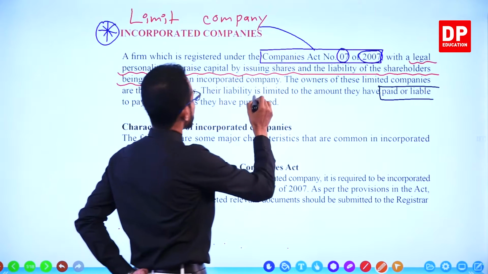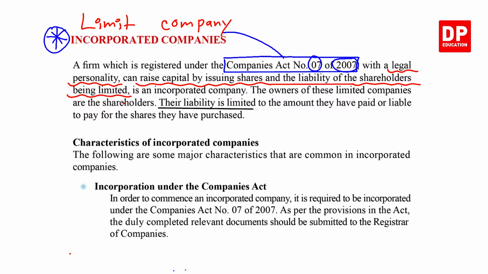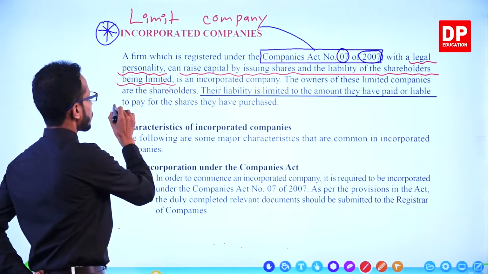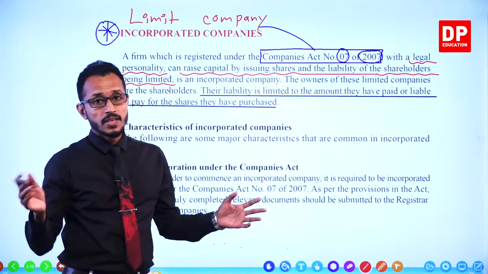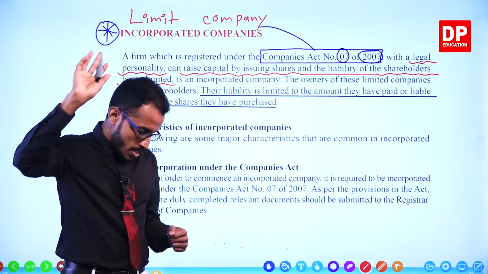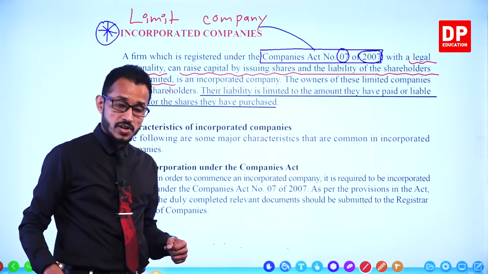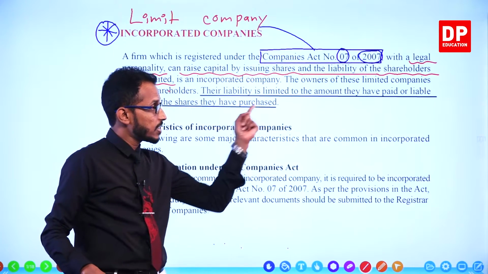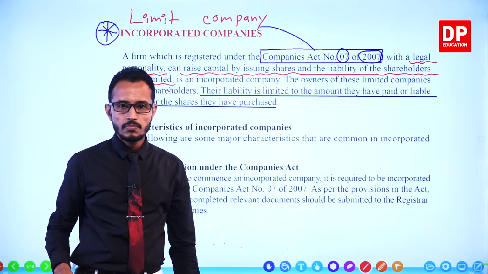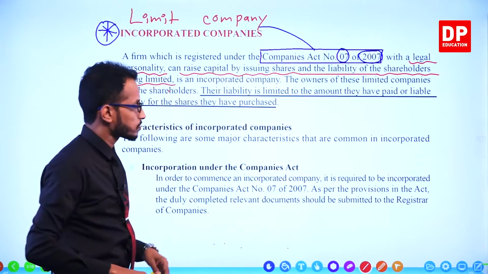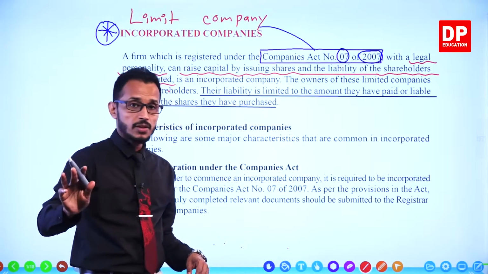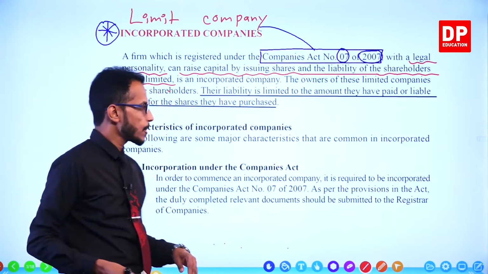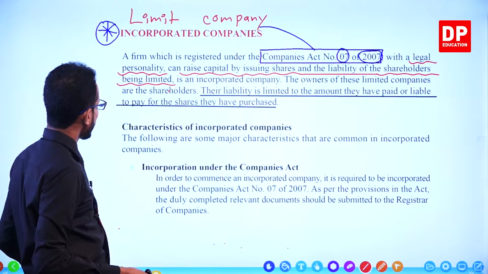Their liability is limited to the amount they have paid or have to pay for the shares they have purchased. That is called, children, limited liability. Remember, sole proprietorships do not have limited liability. Partnerships do not have limited liability. They have unlimited liability. Good. We'll move on.